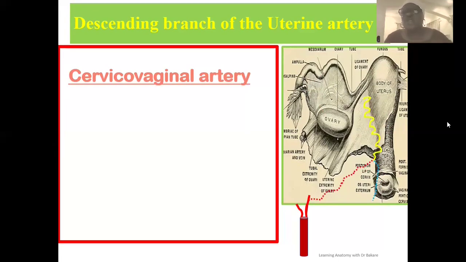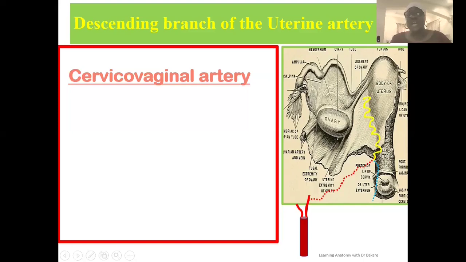So now let's look at the descending branch. Remember we said that the uterine artery at the cervicouterine junction here divides into the ascending and also the descending branches. We tried to highlight in our previous slide the ascending branch. The descending branch is also referred to as the cervicovaginal artery, and the basis behind this name is because it gives some branches to supply the cervix, which is the inferior narrow region of the uterus, and also the vaginal canal. And this is why this name is so given.